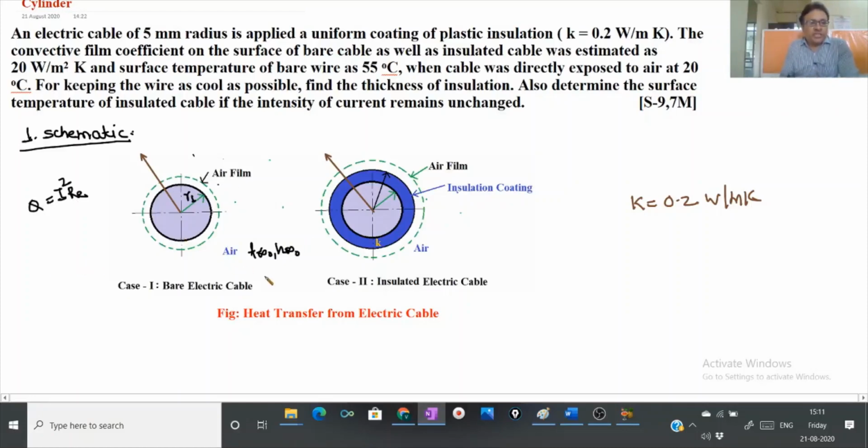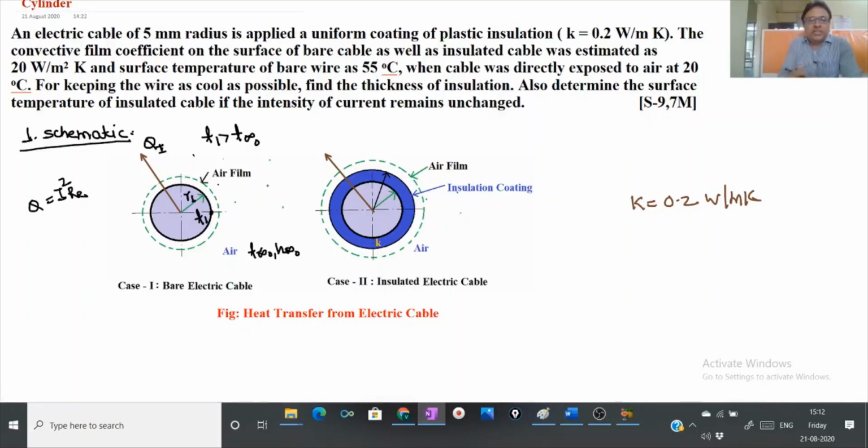Because of this heat generation, the surface temperature of this electrical cable is, let's say, T1. Since T1 is greater than outside surface temperature T infinity O, heat transfer will take place from this electrical cable to the surrounding at the rate, let's say, Q1.